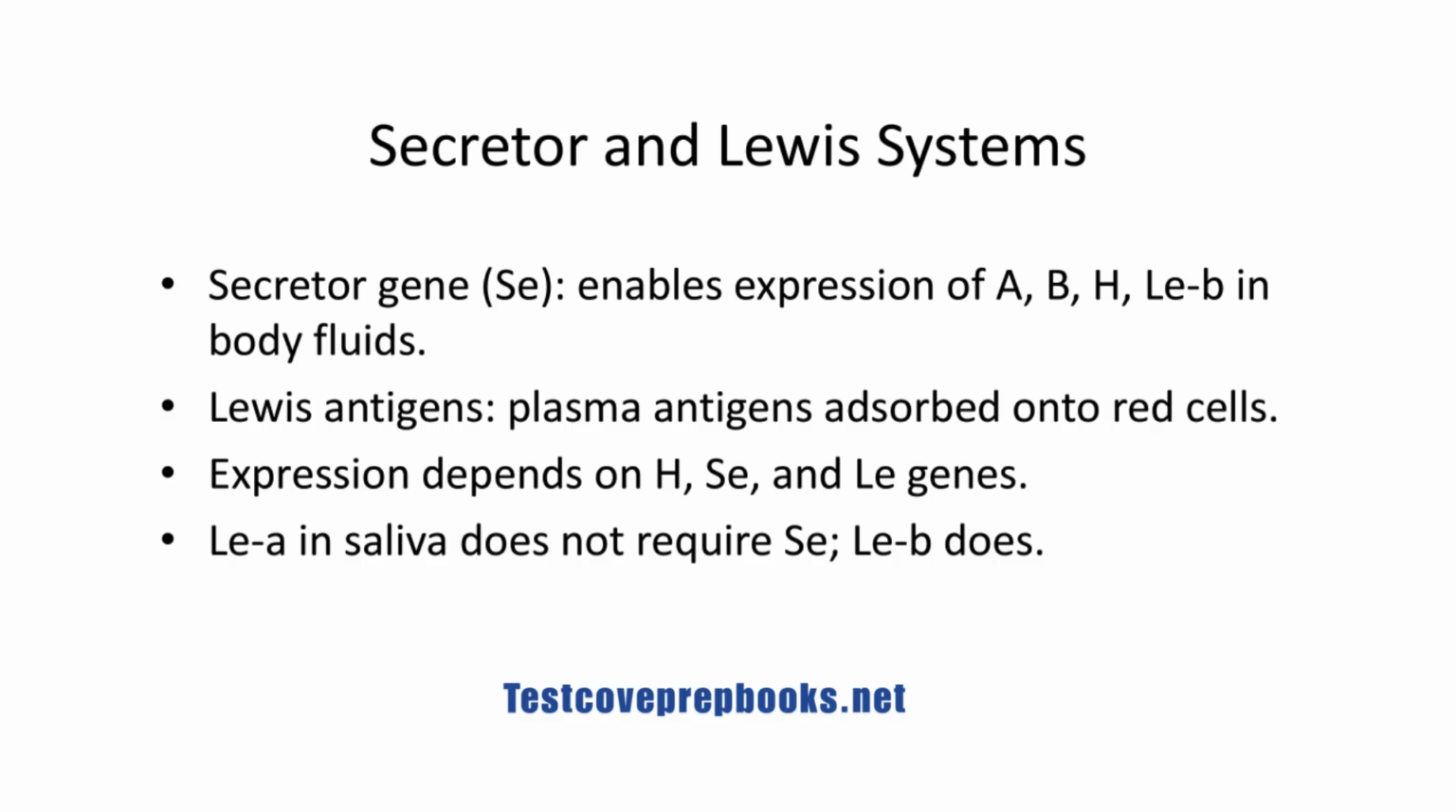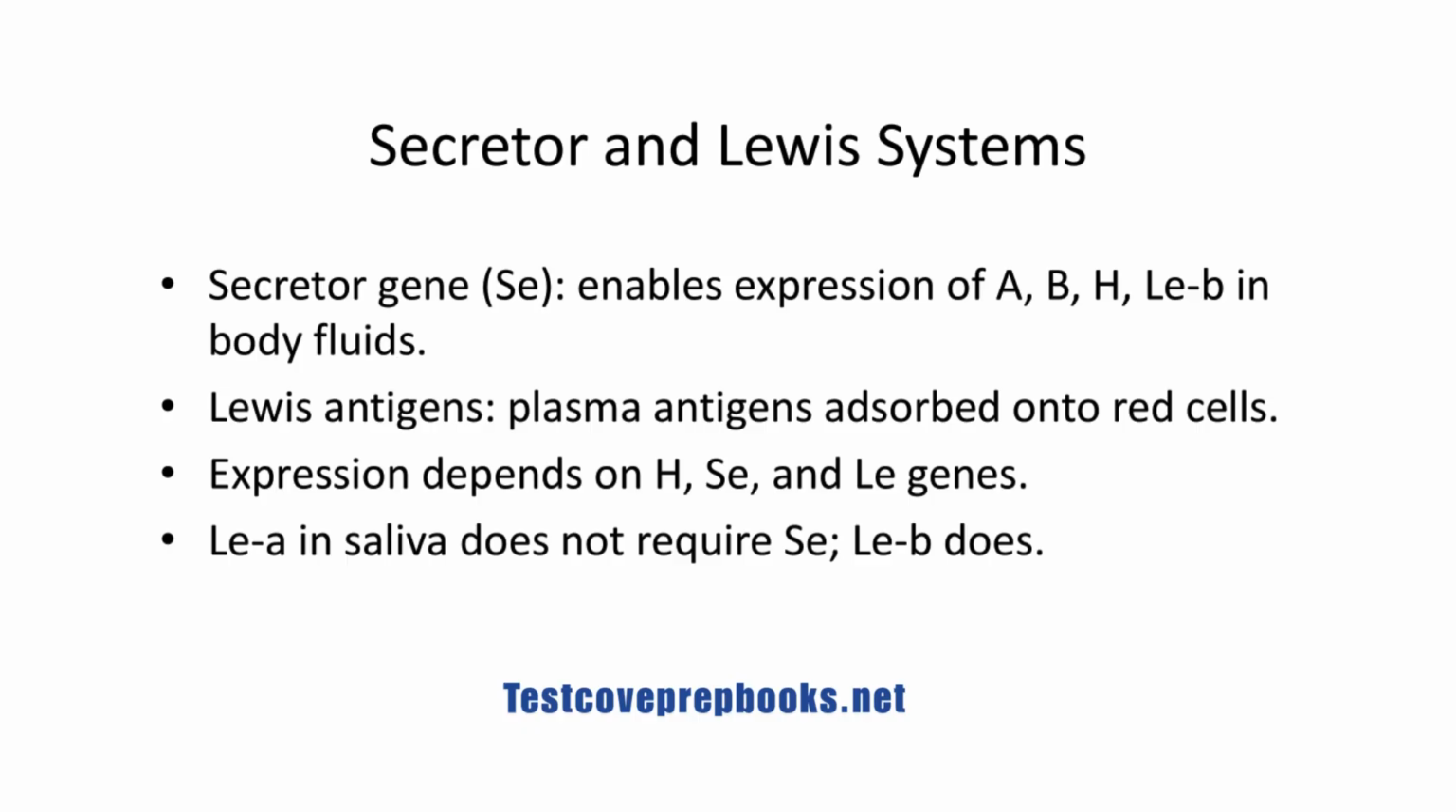The Lewis system. Lewis antigens are unique in that they are plasma antigens that adsorb onto red blood cells as a person matures. Their expression depends on the presence of H, SE, and LE genes. An individual who has H and LE genes but lacks the SE gene will express H and Lewis A on their red cells and in their saliva. The presence of Lewis A in saliva does not require the SE gene, but the expression of Lewis B does.